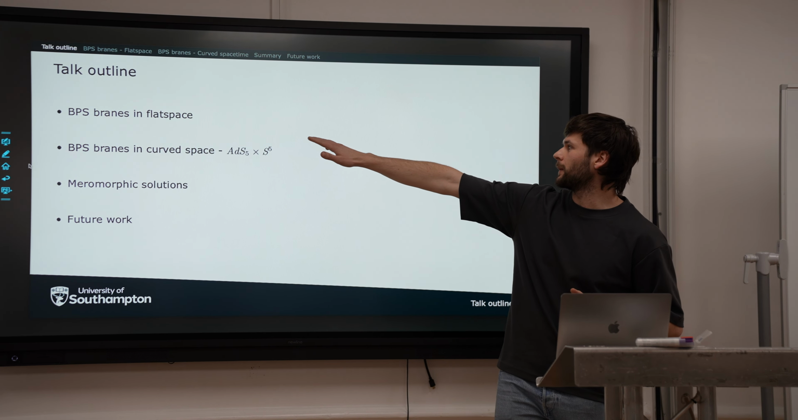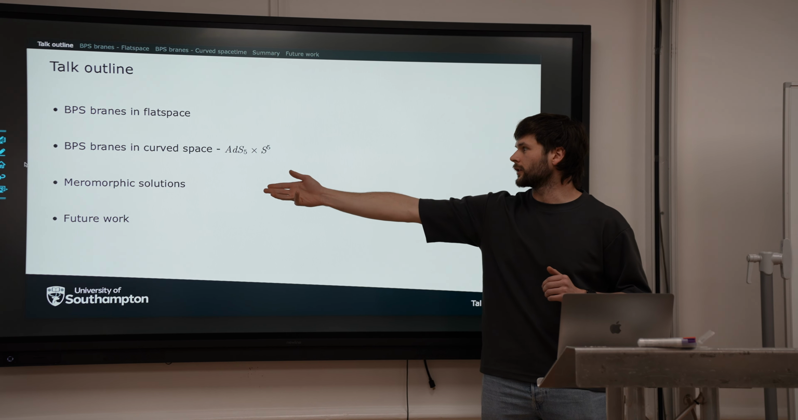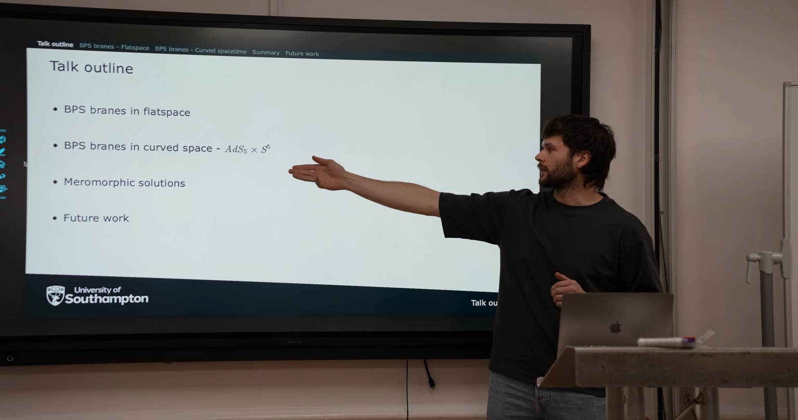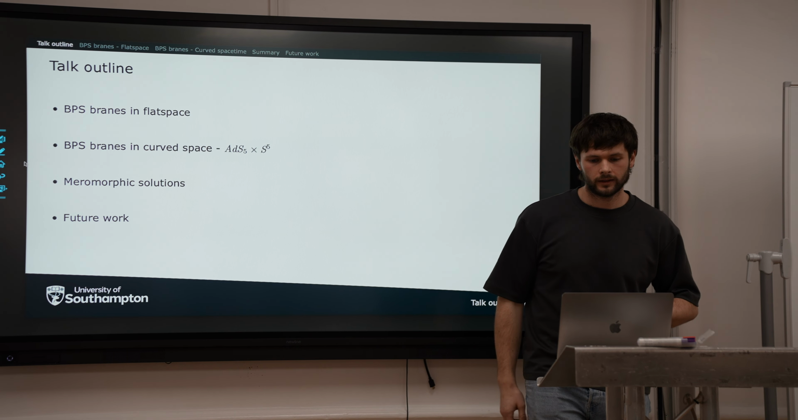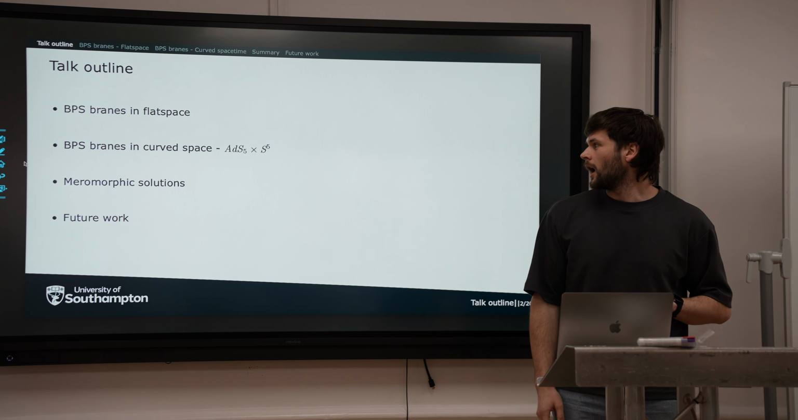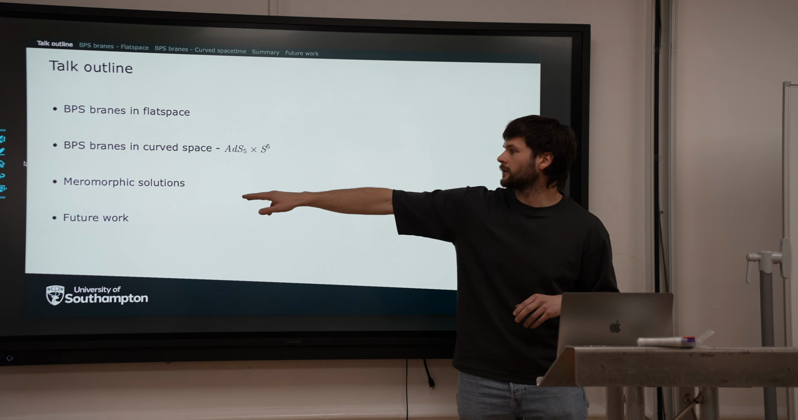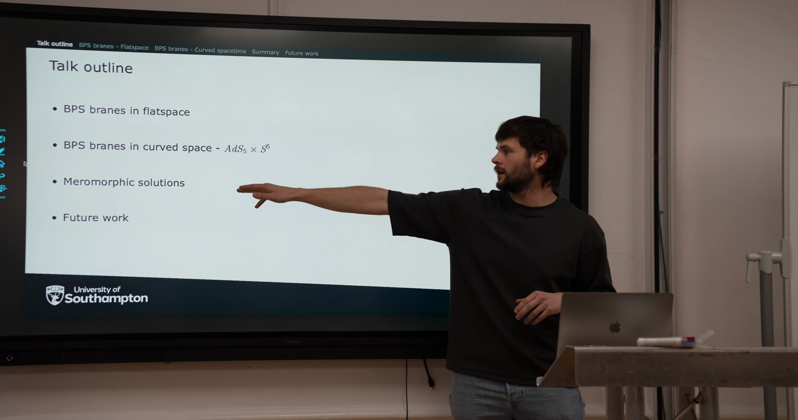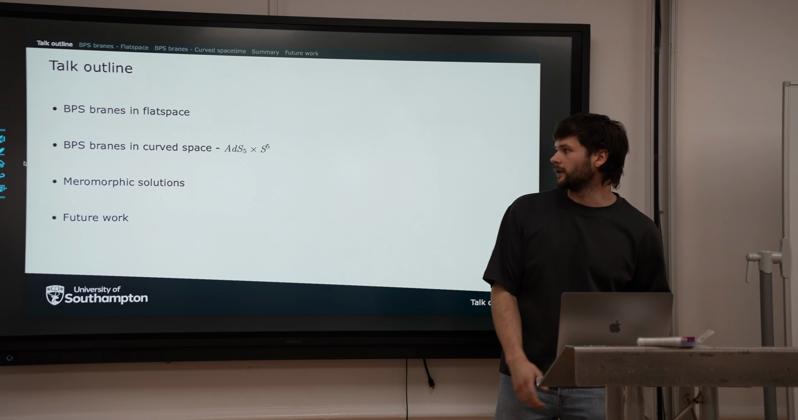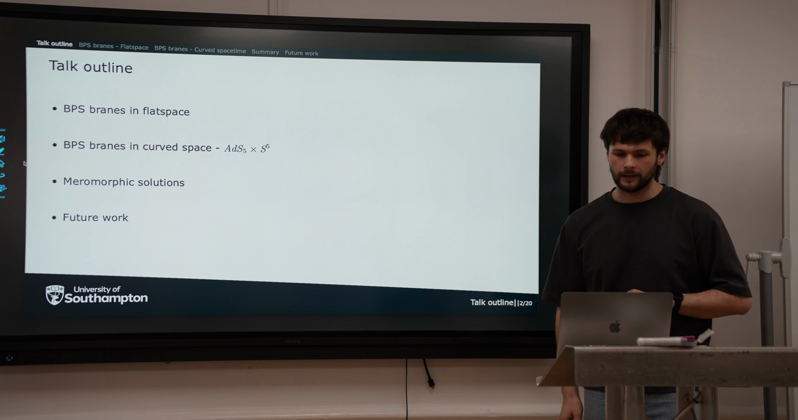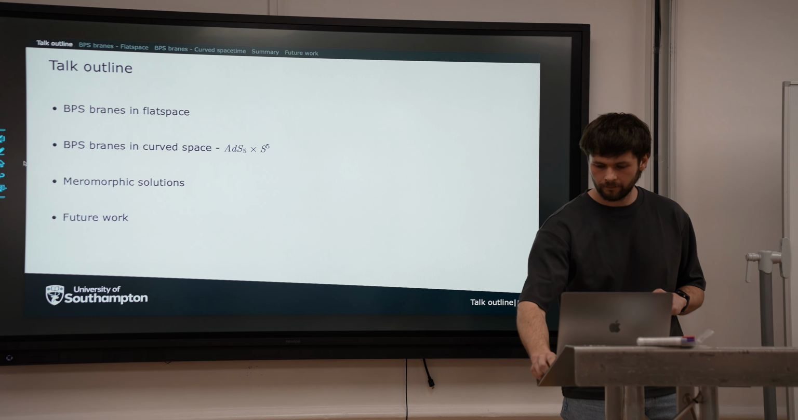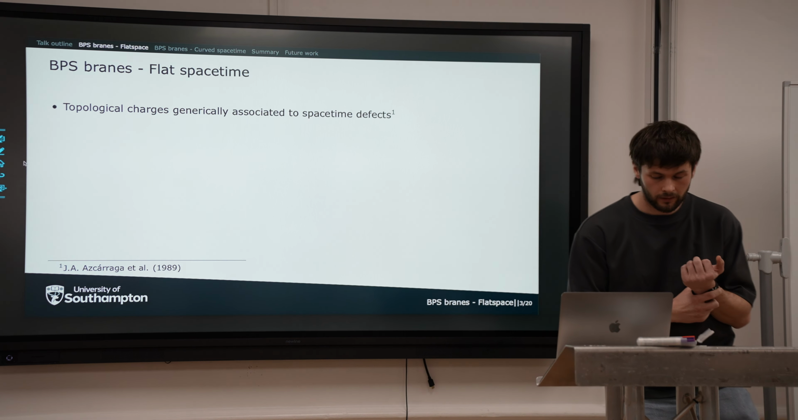So I'll talk about BPS branes in flat space before going on to curved space and considering a very particular example, AdS5 times S5 with certain types of branes embedded. And then I will discuss how one can embed these branes via meromorphic solutions before finishing by discussing some future directions that we would like to take. Okay, so without further ado.